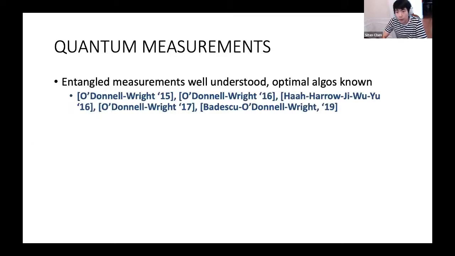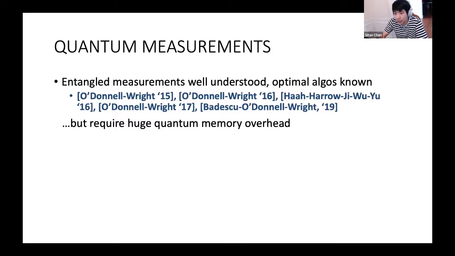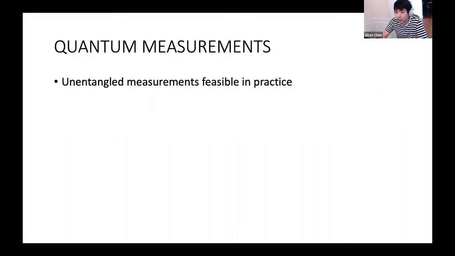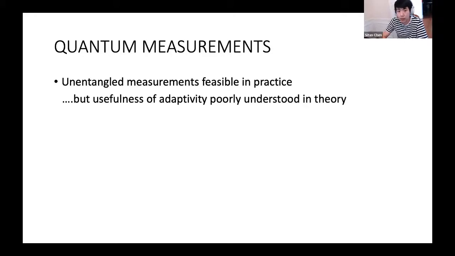By now, entangled measurements are quite well understood, and algorithms achieving optimal copy complexity for the various testing tasks I mentioned are known. While these results are mathematically very beautiful, from a practical standpoint, one drawback is that they require pretty large quantum memory overhead. So one could ask, can we get comparable copy complexity guarantees just using unentangled measurements, which are much closer to what one could hope to achieve in practice?